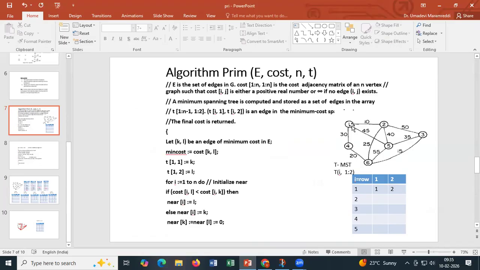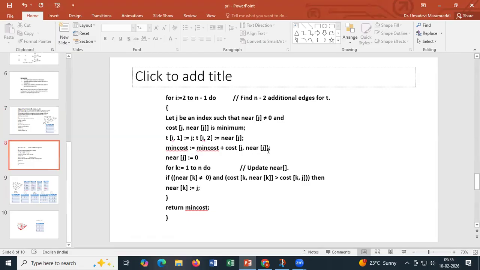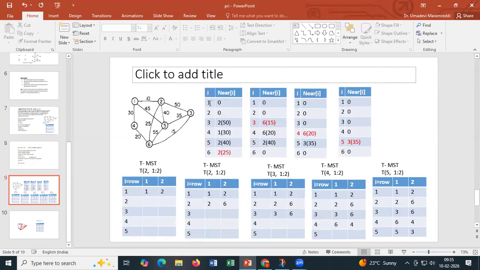Near 1, what vertices are there? 4 is there, 5 is there. Near 2, what vertices are there? 6, 5, 3. Near of 1 and 2 are already in the spanning tree, 0. For 3, the near is 2 with weight 50. For 4, the near is 1, weight 30. For 5, the near is 2. For 6, the near is 2. Among these you have to select the minimum cost edge. Here 6, a non-spanning tree vertex, forms an edge with a spanning tree vertex. So 6 and 2 is the edge you select, and its weight is 25.